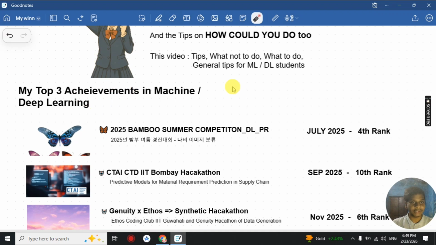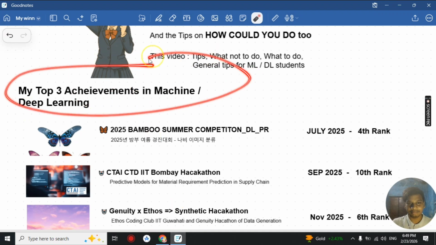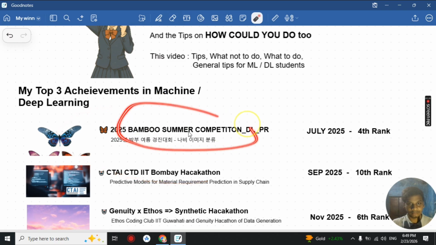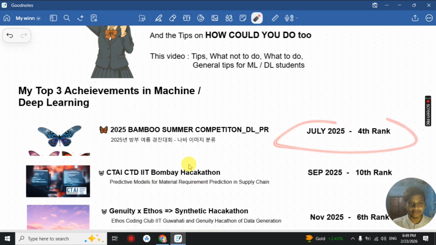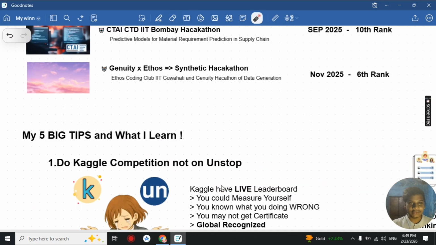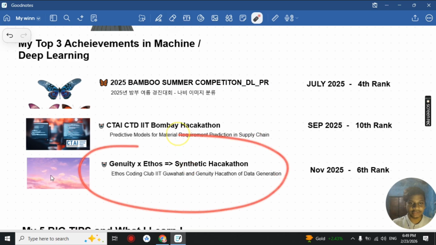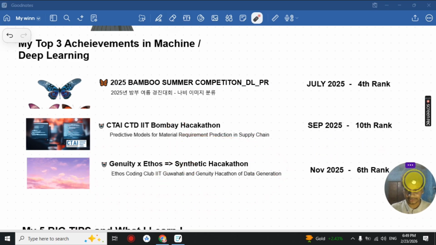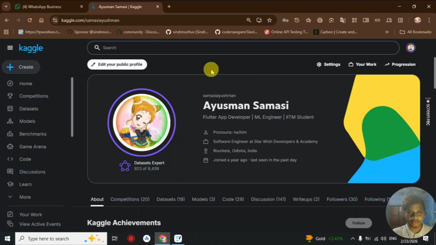So these are my top 3 achievements in my machine learning and deep learning journey, okay? So first is the 2025 Bamboo Summer Competition, which was done in July 2025, and I secured 4th rank. Then is the CTD Hackathon done by IIT Bombay on their constructor day, which was done in September 2025, and I secured 10th rank here. And finally, the Genuity X Ethos Synthetic Hackathon, which was done in November 2025, and I got the 6th rank here, okay?